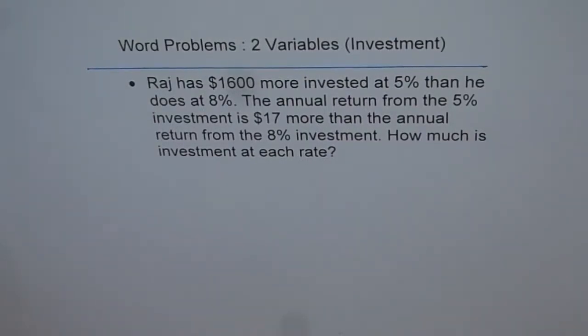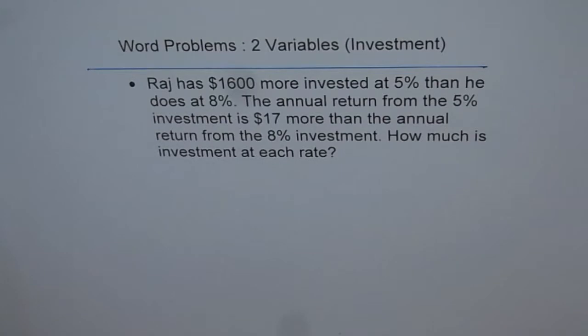Raj has $1,600 more invested at 5% than he does at 8%. The annual return from the 5% investment is $17 more than the annual return from the 8% investment. How much is the investment at each rate?